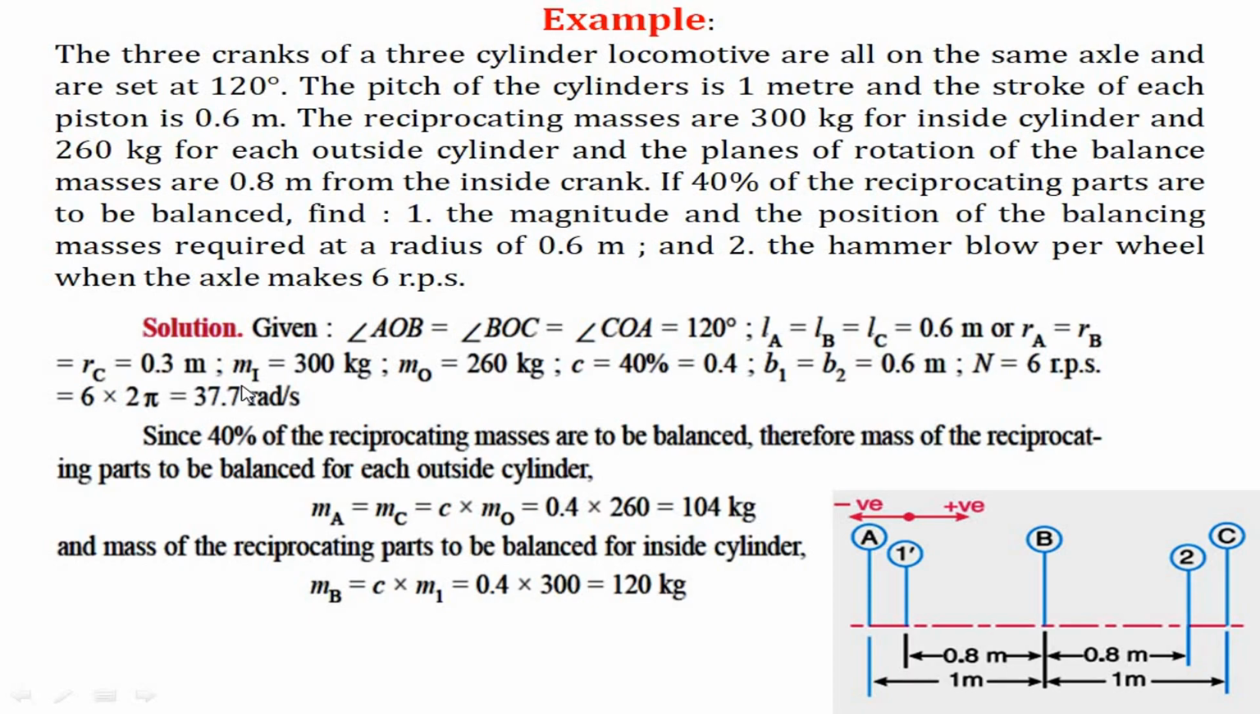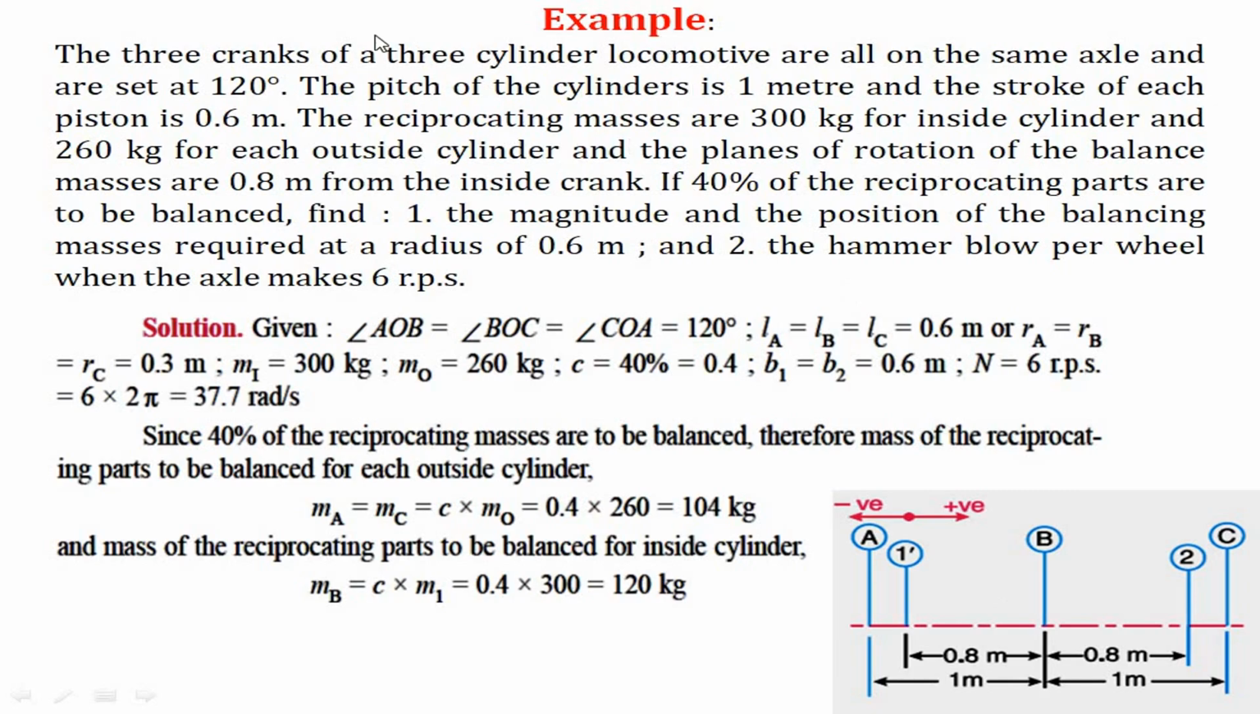We are going to see one more numerical in which there are 3 cylinders. The data are given like this. The 3 cranks of a 3-cylinder locomotive are all on the same axle and are set at 120 degrees. The pitch of the cylinders is 1 meter and the stroke is given as 0.6. Reciprocating masses are 300 kg for the inside cylinder and 260 kg for each outside cylinder. The planes of rotation of the balancing masses are 0.8 meter from the inside cranks.